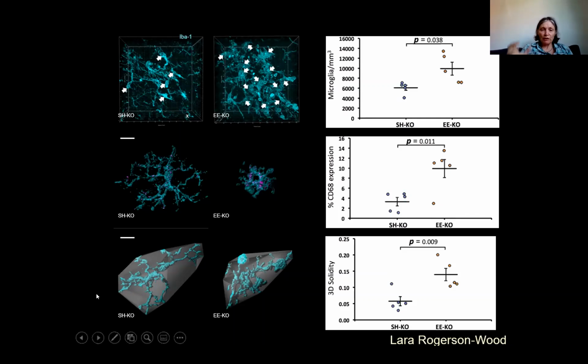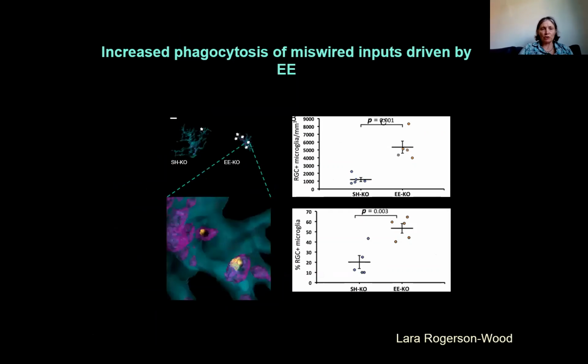It doesn't actually prove they're phagocytosing the terminals. So to look at that, she also did a phagocytosis assay. The CD68 is again shown in purple, and blue is just the IBA1 showing the microglia. You can see these white blobs, which are inclusions in the lysosomes of the labeled afferent terminals from the retina. There was a significant increase in the amount of retinal terminals in the lysosomes of the microglia in the enriched knockouts compared to the standard housed knockouts.